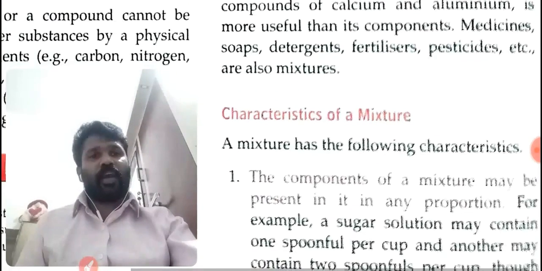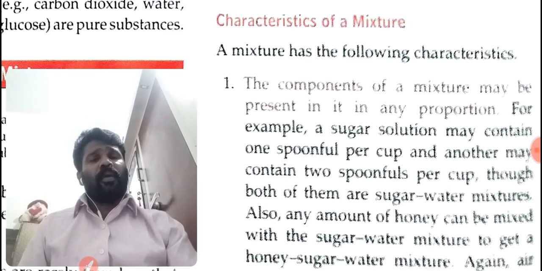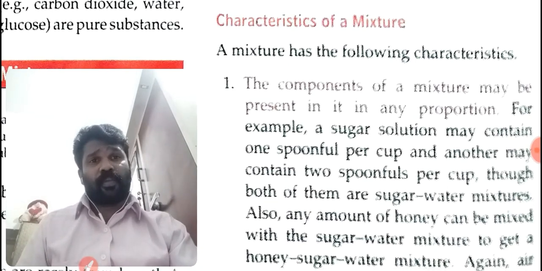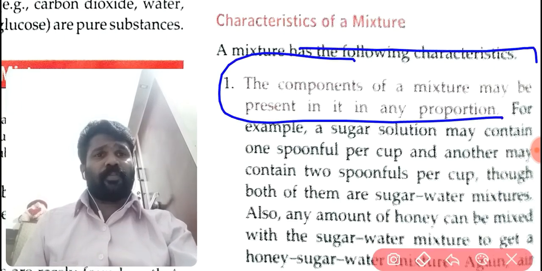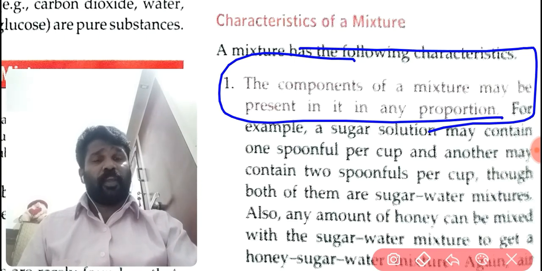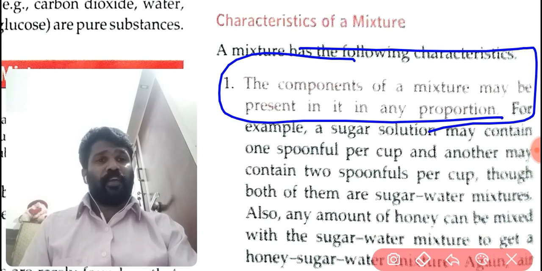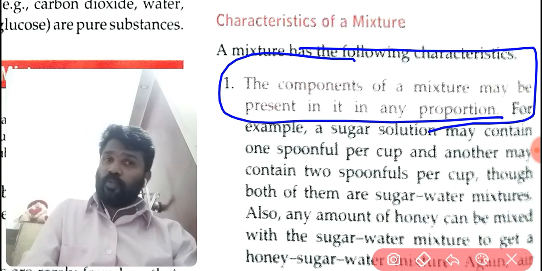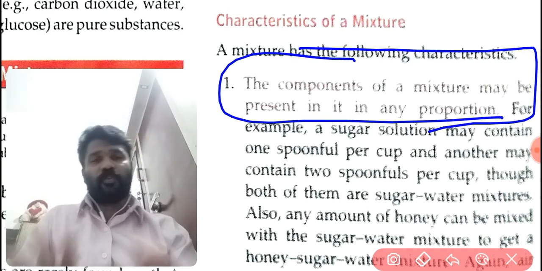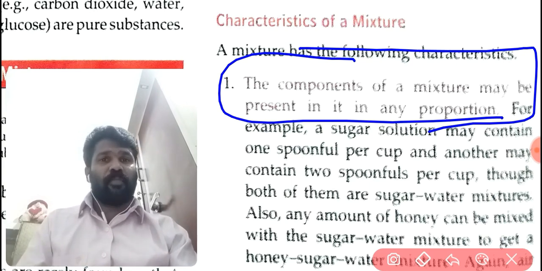Then what are the characteristics of mixtures? A mixture has the following characteristics. Please underline it: the components of a mixture may be present in any proportion. For example, a sugar solution may contain 1 spoonful per cup and another may contain 2 spoonfuls per cup, or even 3 spoonfuls. The contents can be in a variety of ratios.